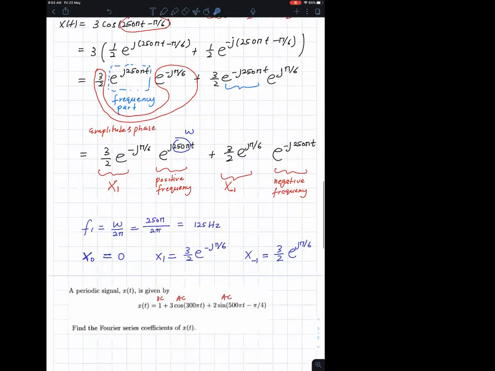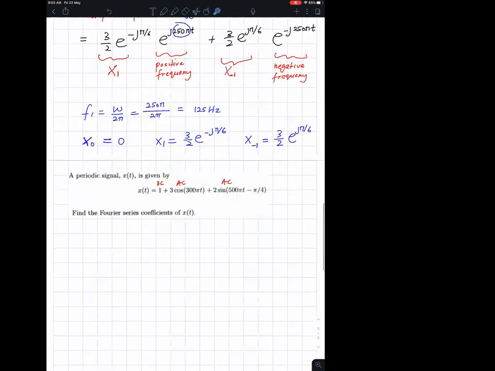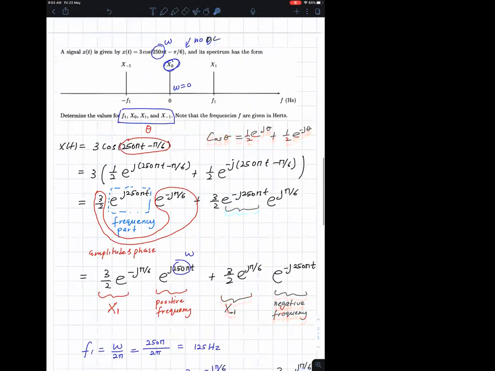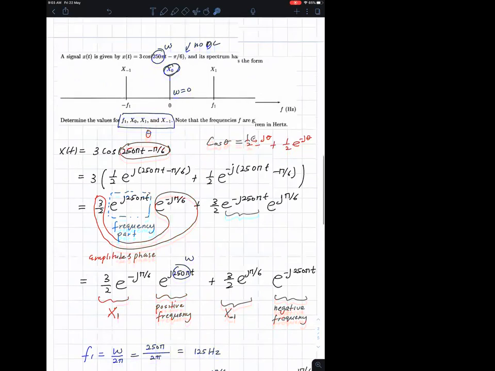Okay, now we'll go ahead and find the Fourier series coefficients for this. So what are you guys going to do? First thing, what will you do to find the Fourier series coefficients? What did we do to find the Fourier series coefficients? We broke up the sinusoidal equation into its exponential form.